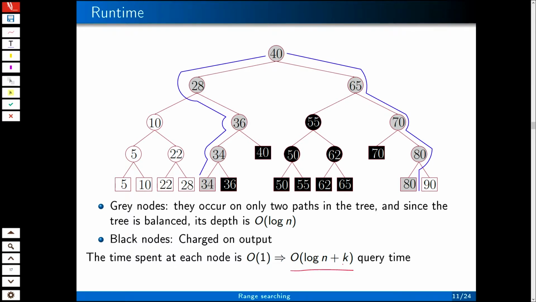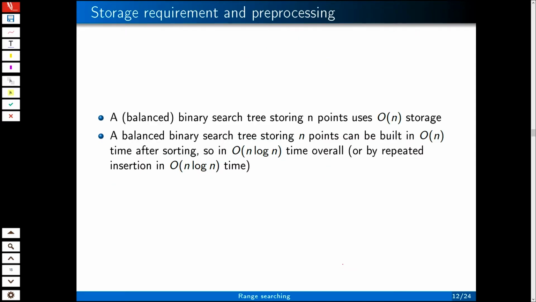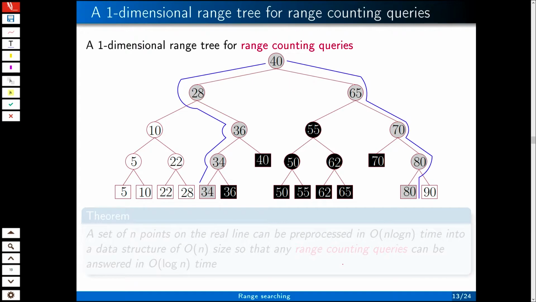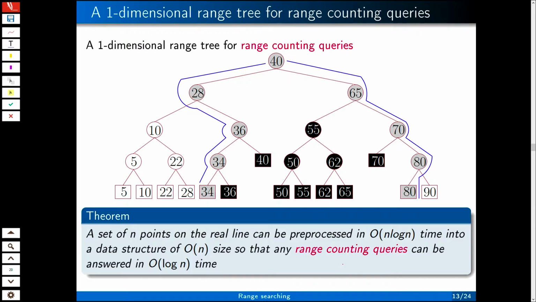Is it clear? The one-dimensional range query, to everyone? Raise your hand if there are some doubts. Okay. This is for the range counting queries, where the k part is gone because I will store the counts in the node, so I just sum it up.